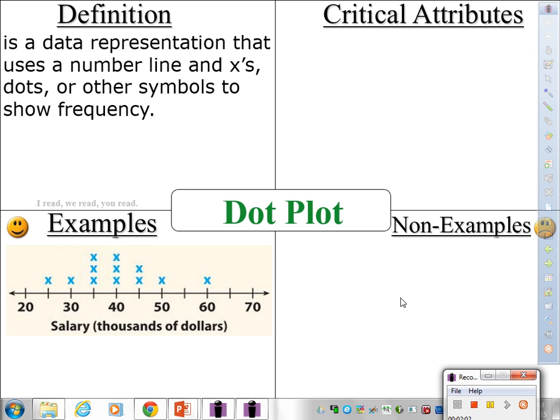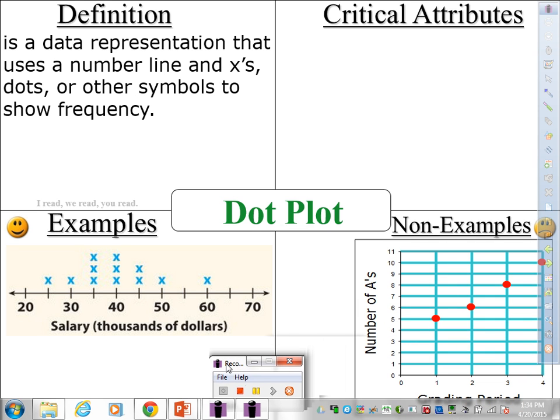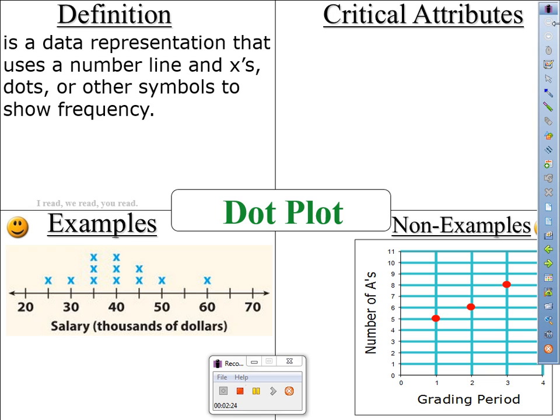Let me show you what is not a dot plot. Let me move this out of the way. It looks kind of like a dot plot, and they throw you that curve because there's dots, but this is not a dot plot. Okay, well, according to the definition, look up, please. According to the definition, we said a number line. We said, yes, it's right here. They use X's to show the frequency. So think about it. Why is this not a dot plot? Don't say it out loud. Why is this not a dot plot? As you're copying it down, think about it, and then I'm going to have you share with your neighbor.